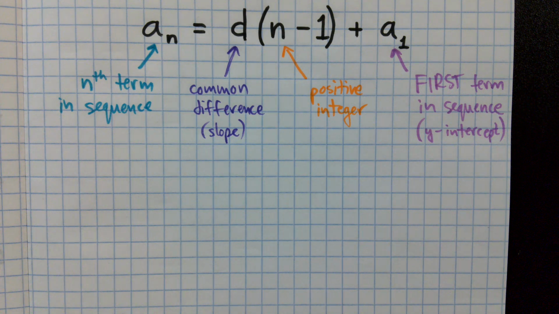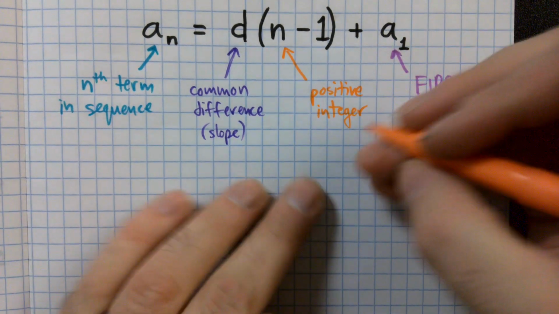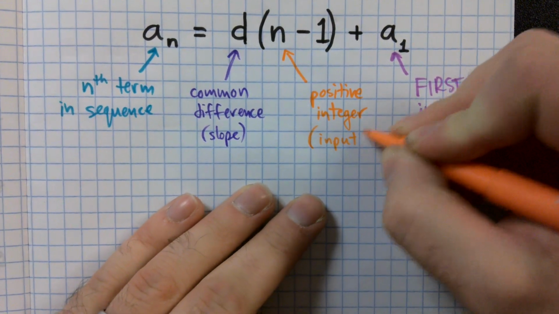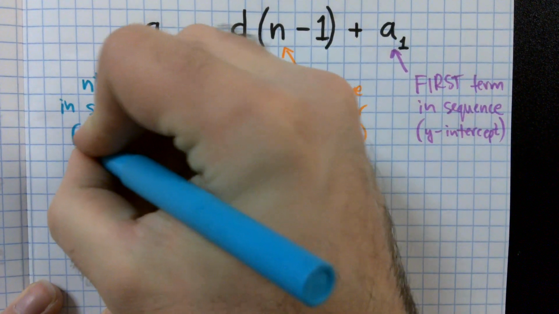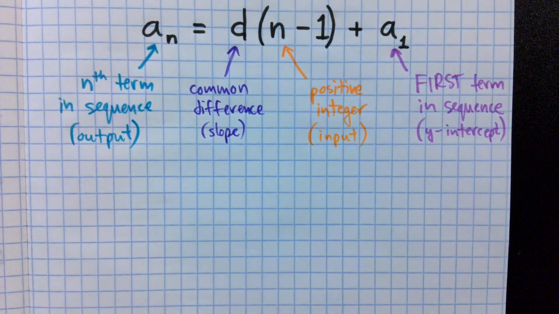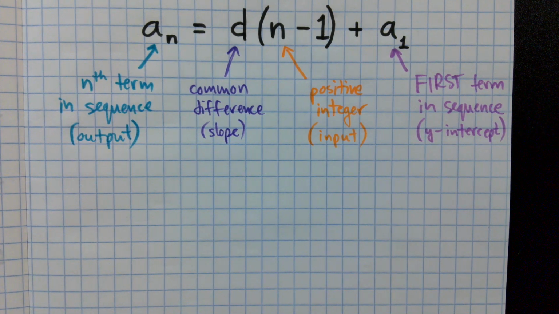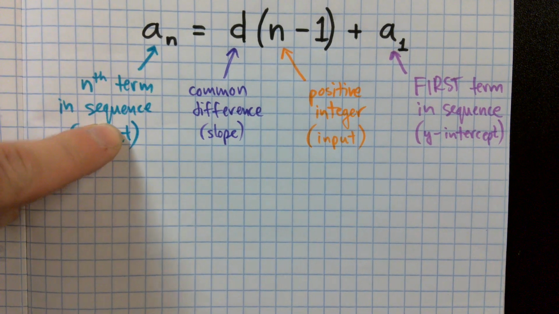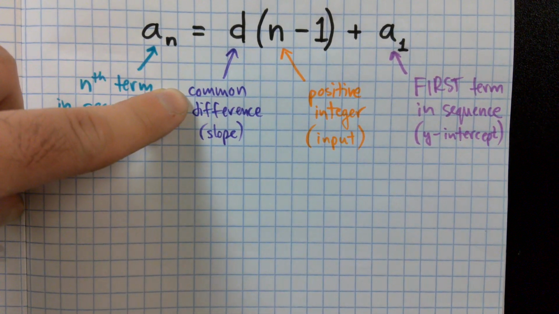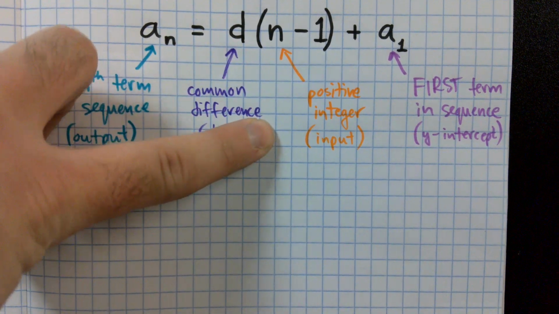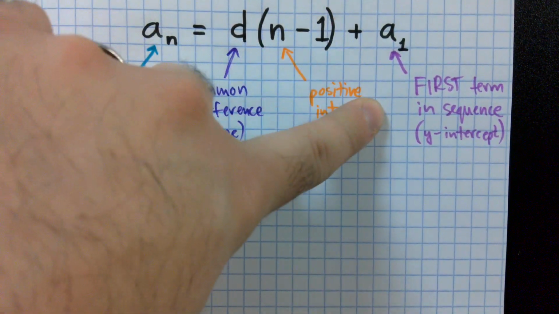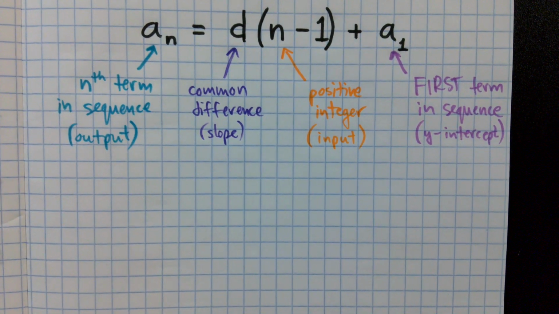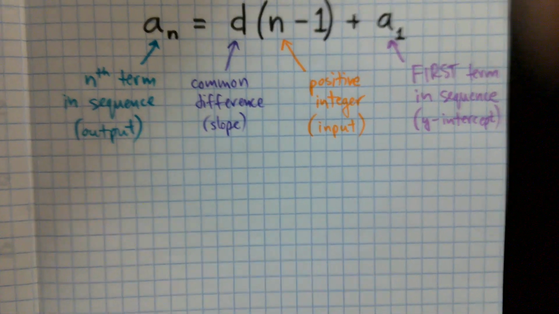Also, let's go ahead and add here for n, that's kind of like our input. And a sub n is like our output. So again, it looks a lot different, but when it comes to our slope-intercept form, it's basically the same thing. Y, my output, equals m, my common difference, times x, which is my input, plus my b, which is my first term in the sequence. It's essentially the same thing, and we'll see that more once we actually plug stuff in and figure things out.